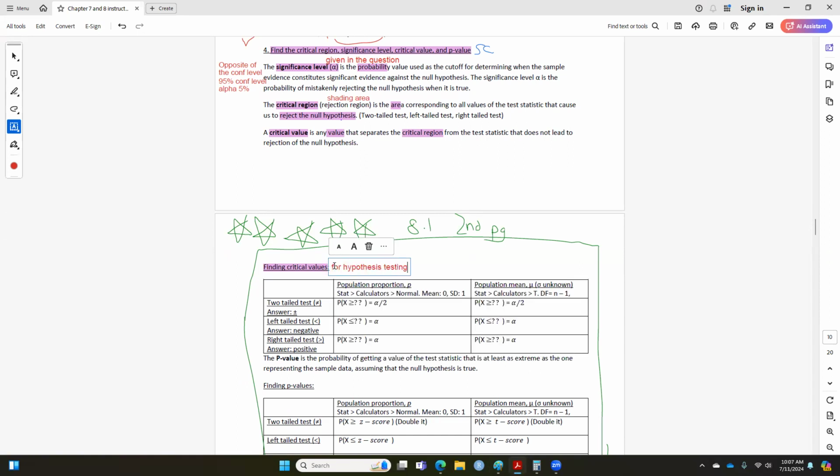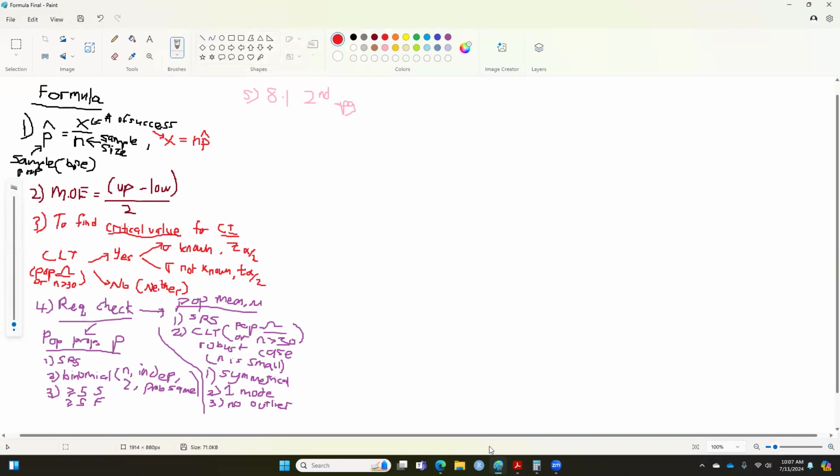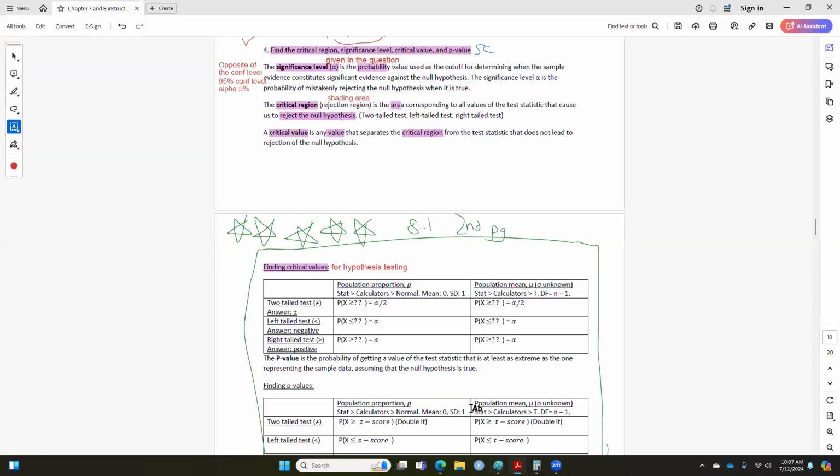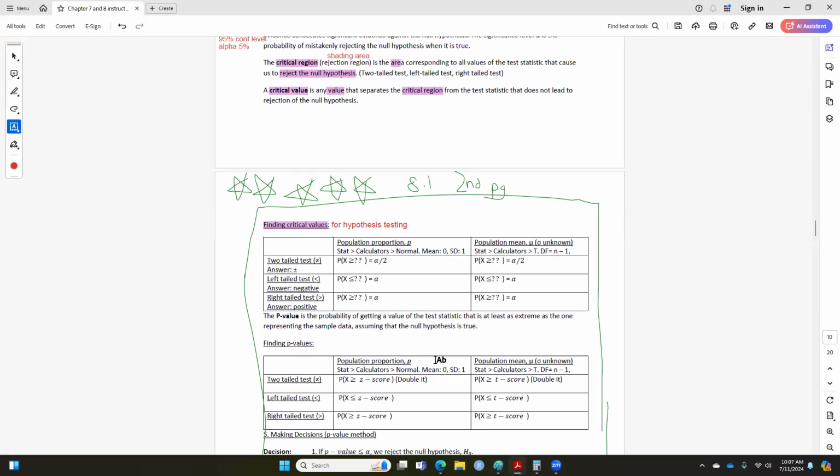So there are two types of critical value that you had to find. One of them is the one that you just did on 7.2, the one that I've marked in red: how to find the critical value for a confidence interval. However, in this table, this is how you find a critical value for hypothesis testing. It's not much different in this case.